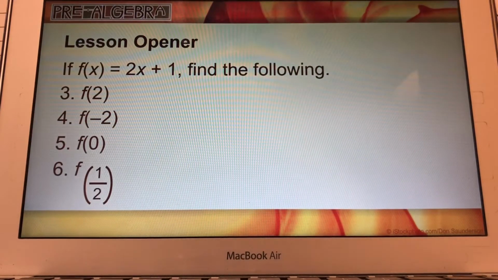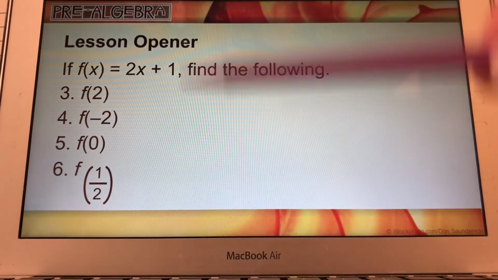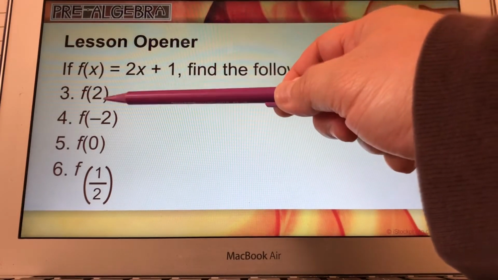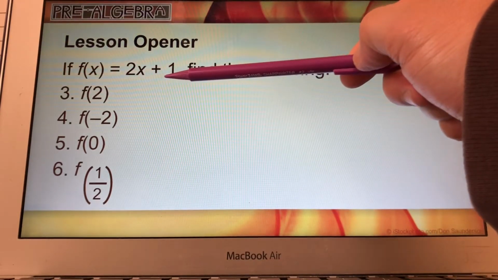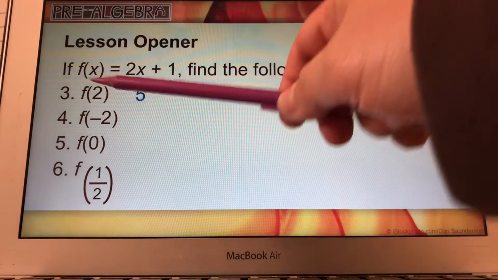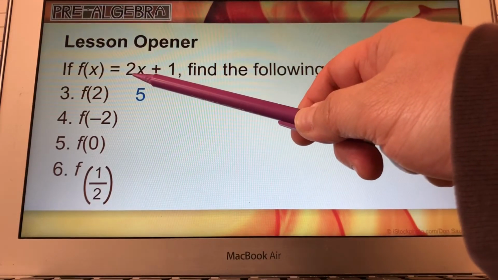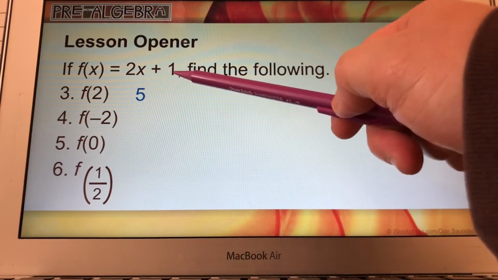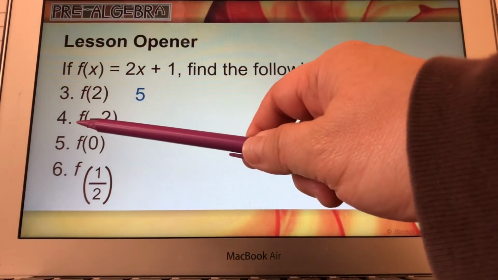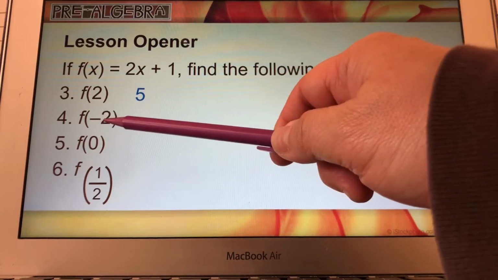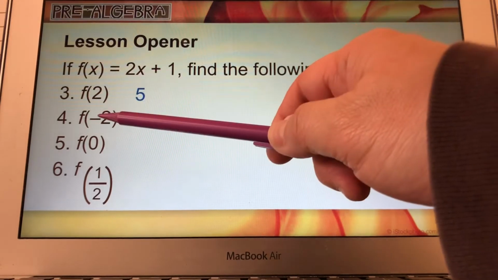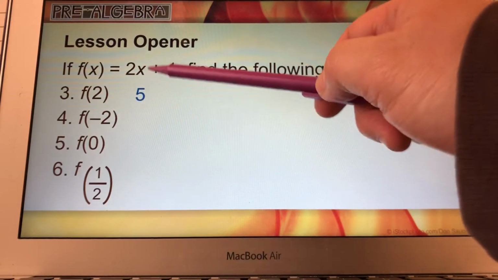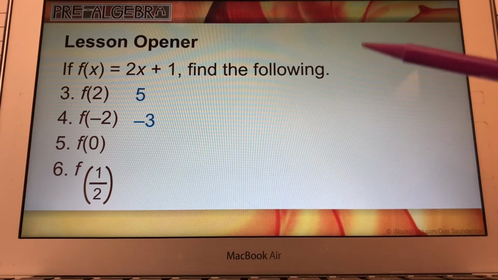okay? If we have this equation, f of x is equal to 2x plus 1, we want to find f of 2. That means we're going to take the 2, plug it into x, and plug it into this equation, and see what we get, okay? So 2 times 2 here, that gives us 4, right? 4 plus 1 gives us 5. If f of negative 2 here, this means 2 times negative 2, okay? And what does that give me? Negative 4. So negative 4 plus 1 gives me negative 3.